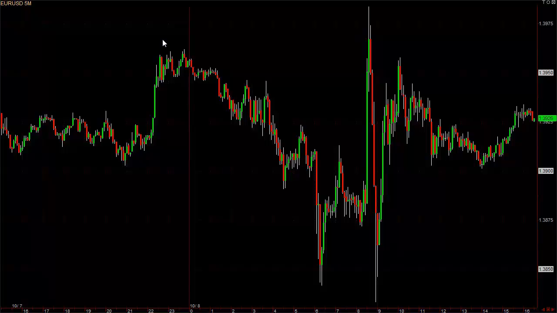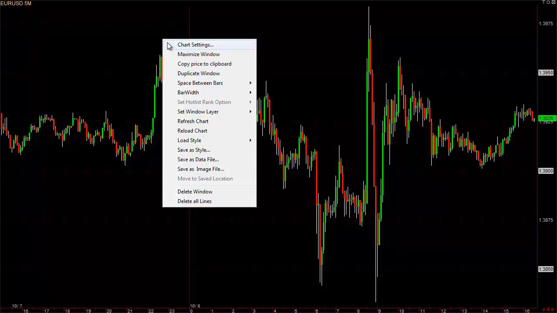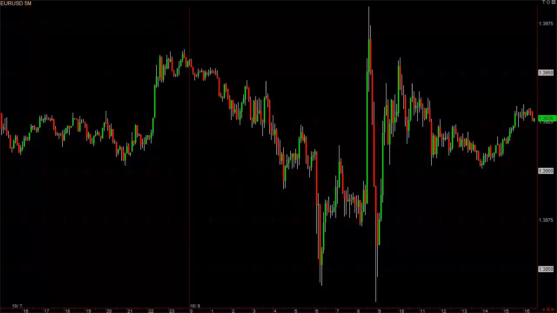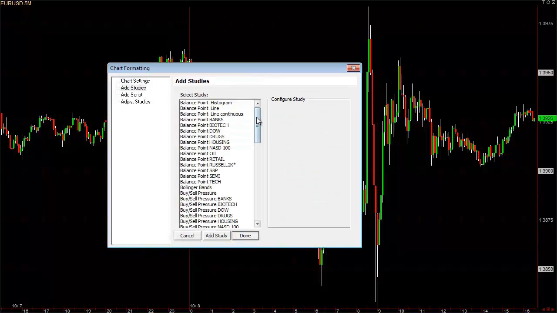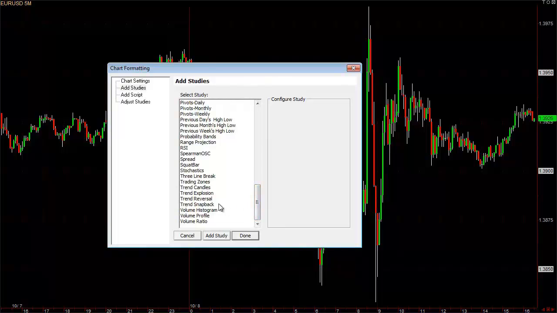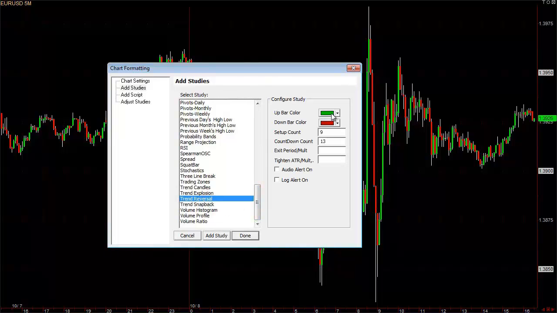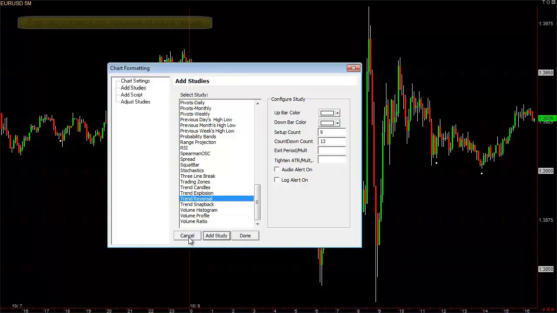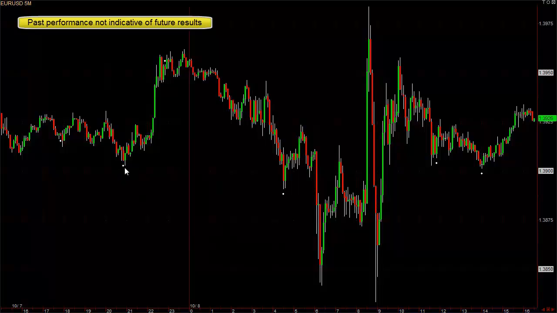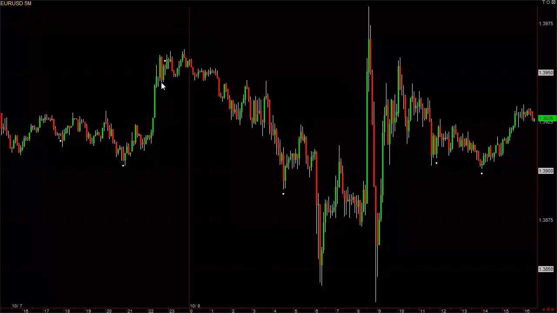To add these to your chart, you right click on the chart, chart settings, click add studies, go down to trend reversal, and I like to make these white because it stands out against a black background. And when these show up on your chart, you can look for trades in the opposite direction.